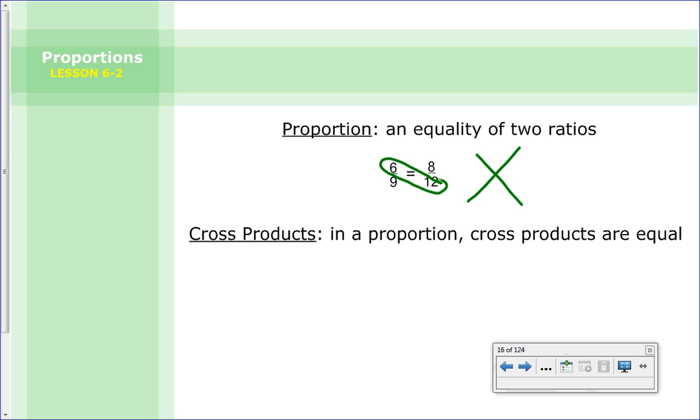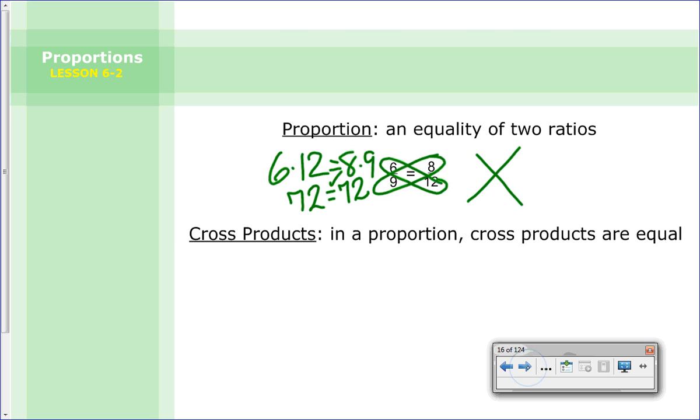So here, I would multiply 6 times 12, and that should be the same as if I did 8 times 9. So 6 times 12 is 72, as is 8 times 9. So this forms a proportion, 6/9 and 8/12.